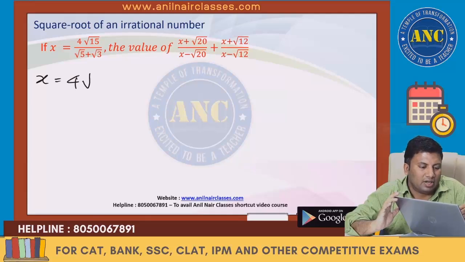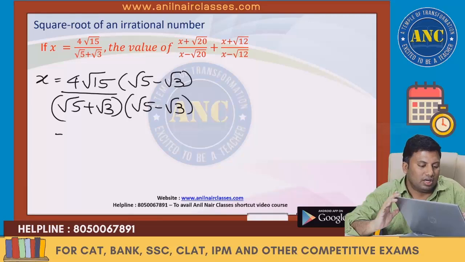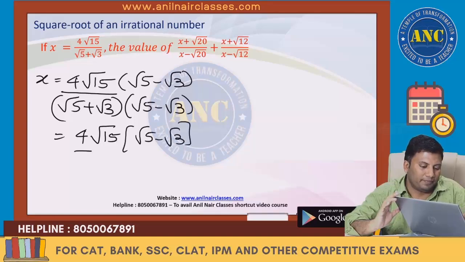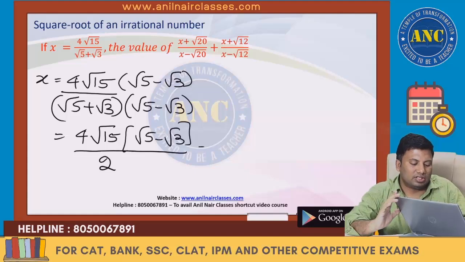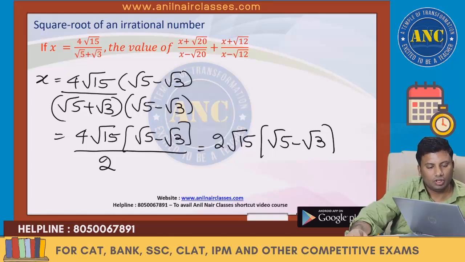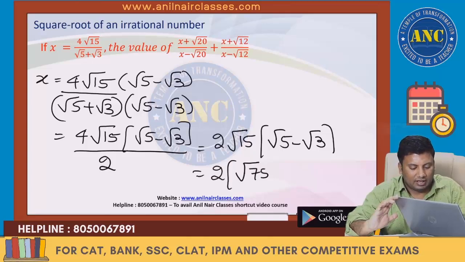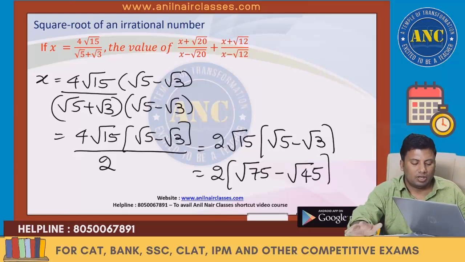X is nothing but 4 root 15 by root 5 plus root 3. Rationalize it with root 5 minus root 3, numerator and denominator. These are nothing but 4 root 15 into root 5 minus root 3 divided by 5 minus 3, which is 2. These are nothing but 2 root 15 into root 5 minus root 3. This is the x value. These are nothing but 2 into root 75 minus root 45. I hope it is clear.